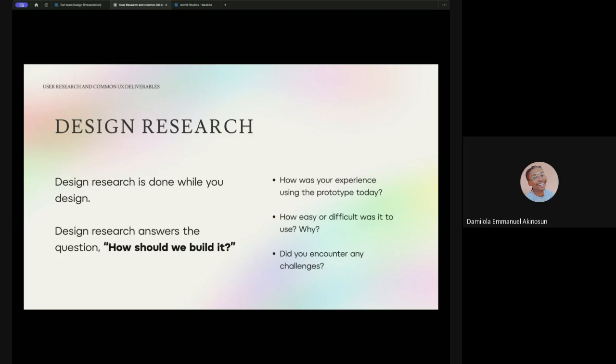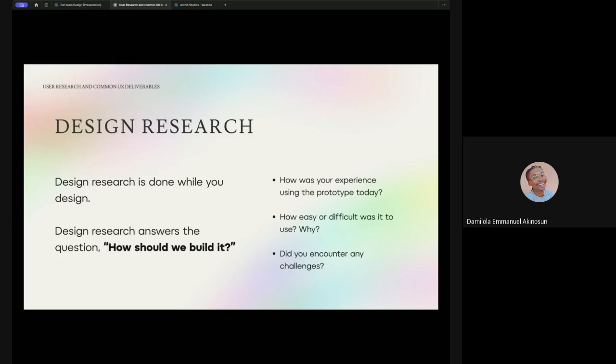So when they're going through it, you start asking questions. Oh, how was the experience with the prototype? Right, were you able to figure it out? Was it difficult for you? Why was it difficult? Why were we having issues with this? Did you encounter any challenges? Right. So it's the responses you get from questions like this that will make you go back to the drawing board and tell yourself, oh, okay, based on what these people are saying, this is what I need to do.